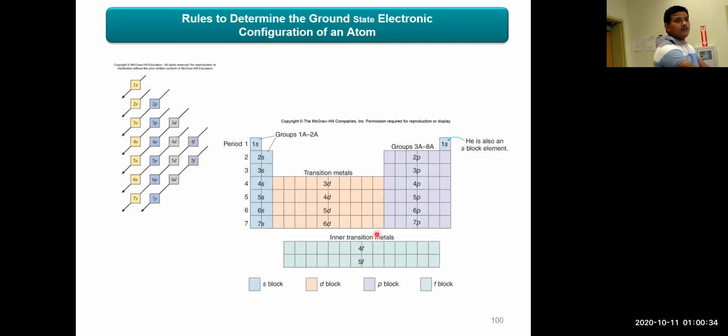So you can use it as a reference and predict the electronic configurations pretty easily. And these periods here are basically the shell numbers 1, 2, 3, 4, 5, 6, 7. So because it says 4f and 5f, they fit in right after here and here.